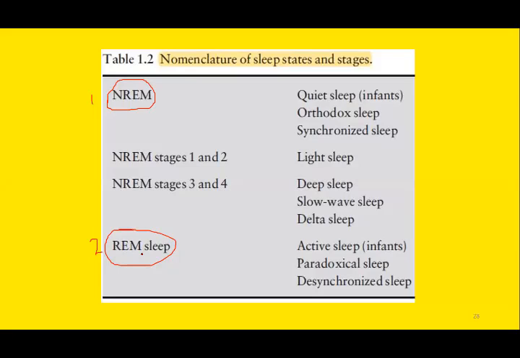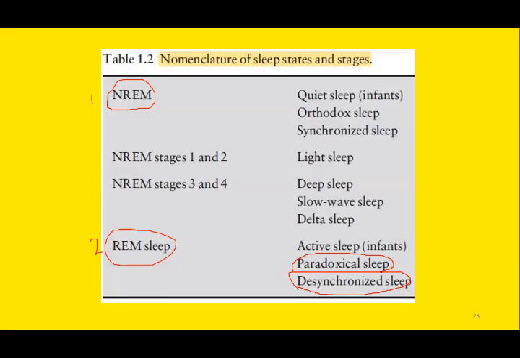Remember, rapid eye movement sleep is also known as desynchronized sleep. Why do we call it desynchronized sleep? Because the brain waves are in a desynchronized fashion. We will learn the different types of brain waves, the EEG waves, tomorrow inshallah. Another name for REM sleep is paradoxical sleep.